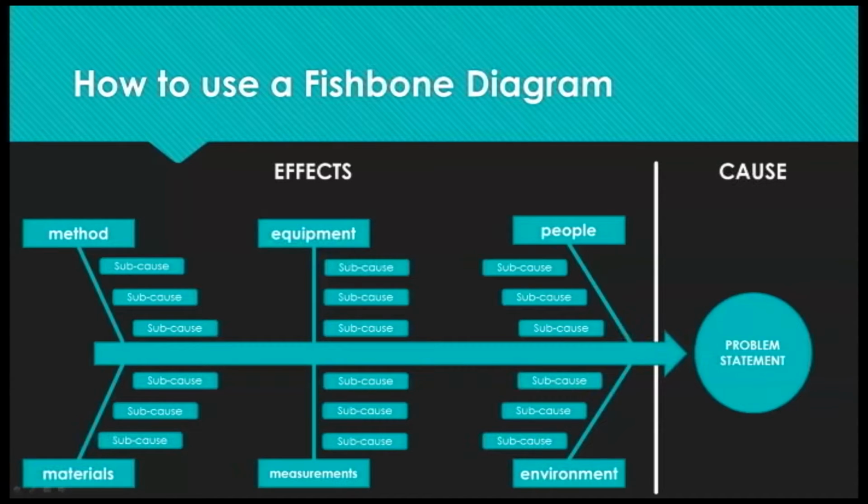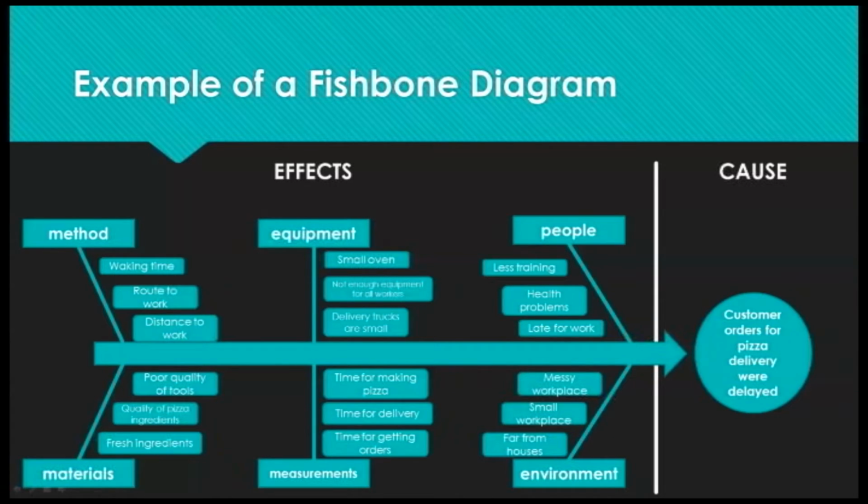So this is what a fishbone diagram looks like. You see on the right, we have our problem statement. And then we have our categories of method, equipment, people, materials, measurements, and environment. And then below those are sub-causes for each of those different items.